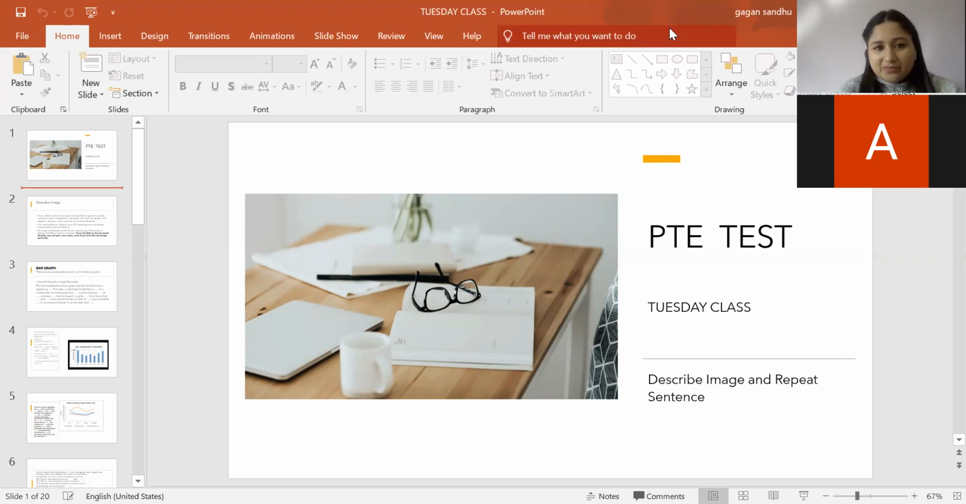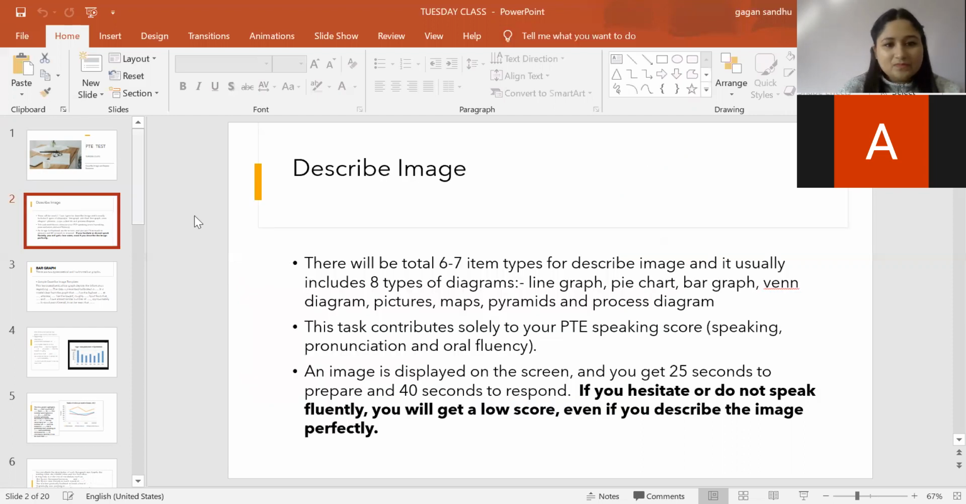So not wasting much time, we will be starting with the first item type of the day. That's describe image, as you can see on the screen. When you are sitting in your exam, this is going to be the third item type. First will be the read aloud, second will be the repeat sentence, and third will be the describe image.